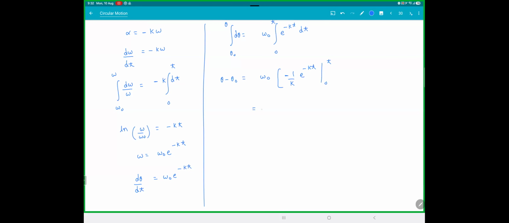This is more of a calculus problem. Minus omega naught by k e power minus kt. e power 0 is not 0, be careful with that. Theta minus theta naught. So theta will be theta naught plus omega naught by k. Send the minus sign inside. You get 1 minus e power minus kt. Check. That's your angular velocity as function of time t.